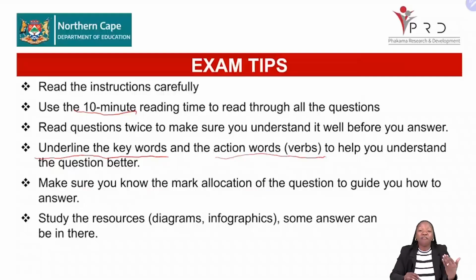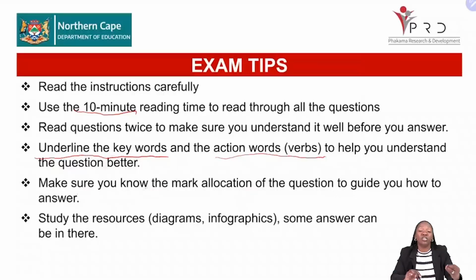For example, if they are saying account for the formation of cumulonimbus cloud, so that account, you need to give a full explanation. So it's your keyword that you're supposed to account, and then you know that you need to give a full answer. Then your action words can help you to understand the question better. Again, you are accounting or you are identifying. What are you identifying? What are you accounting for?